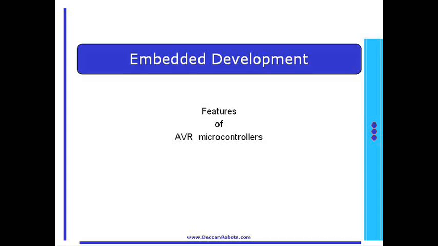The AVR is a Harvard architecture 8-bit RISC single-chip microcontroller which was developed by Atmel in 1996. The AVR was one of the first microcontroller families to use on-chip flash memory for program storage, as opposed to one-time programmable ROM, EPROM, or EEPROM used by other microcontrollers at the time.